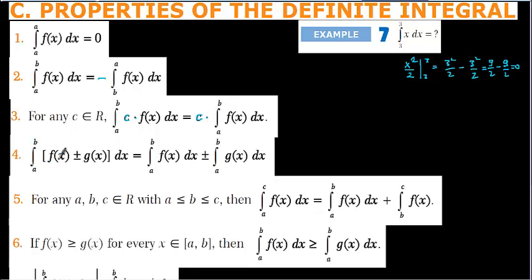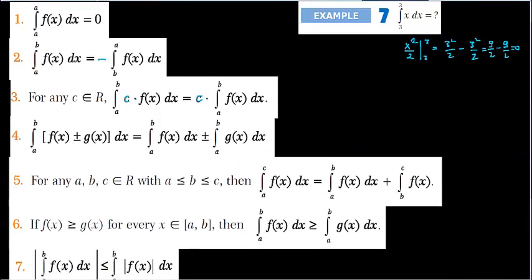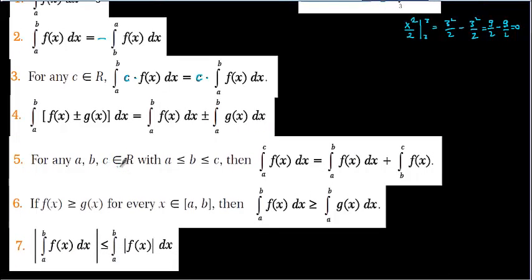When you have the boundaries, it allows you to add and subtract two different functions. The fifth one is a bit different from the others. If you place a number between a and c, like b, then the integral from a to c will be equal to the integral from a to b plus the integral from b to c.